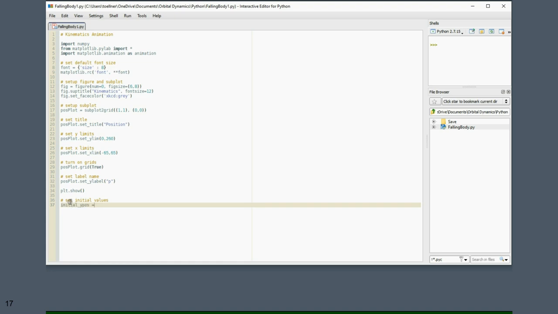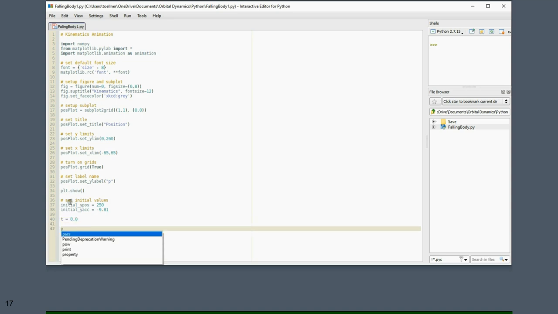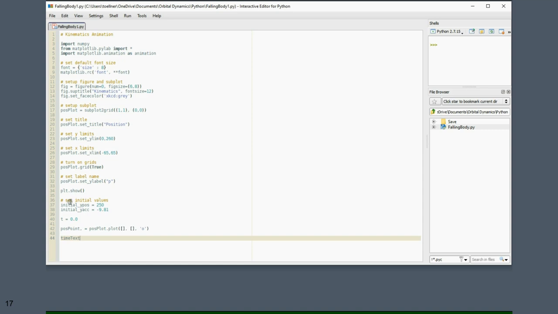So here I'll set some initial values. The initial Y position is 250 meters. The initial Y acceleration is minus 9.81 meters per second squared. And I mentioned acceleration is constant. I'll show you in a later animation why I set that to initial. Time starts at zero. And then this statement defines the point that will get plotted in the subplot. And then on the plot, I'd like to display some time text. This animation is sped up, so this will show the number of seconds.